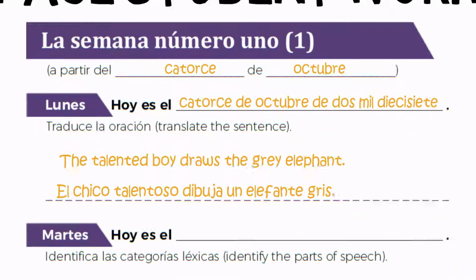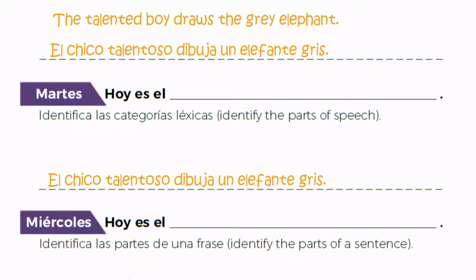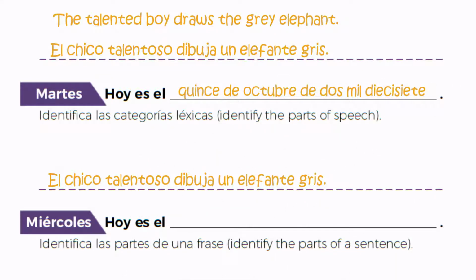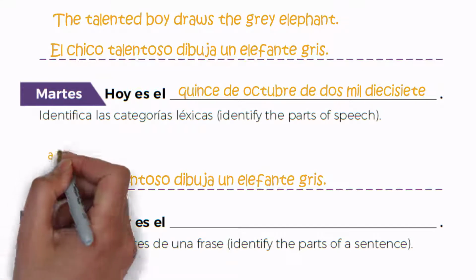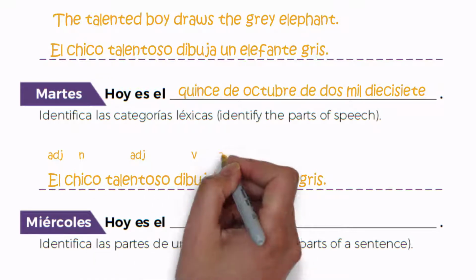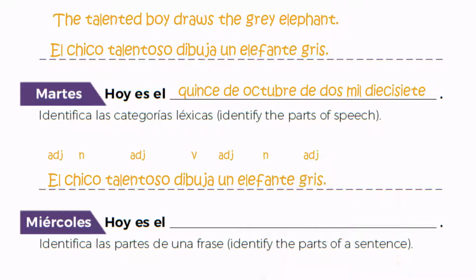Tuesday's bell ringer will also begin with students writing the sentence on the line and then following up with that date. Afterwards, students are supposed to identify the parts of speech. So they will go through each word in the sentence and identify el as an adjective, chico as a noun, talentoso as an adjective as well, dibuja as a verb, and so forth going down through the sentence.